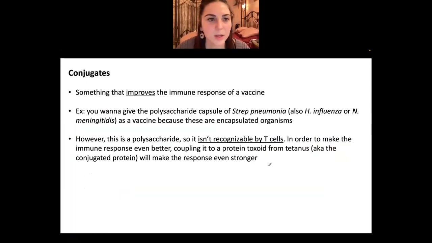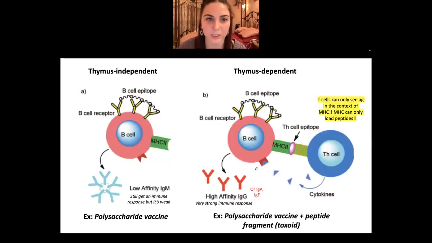So just very quickly, a conjugate is something that improves the immune response. We've talked about this: the polysaccharide capsule of strep pneumonia, also H. influenza and Neisseria meningitidis, because they're encapsulated organisms, but polysaccharides are not recognizable by T cells. So to make it better, conjugate a protein toxoid from tetanus, from diphtheria, to that polysaccharide, which is going to make that immune response even stronger. Okay, so that's the idea of a conjugate vaccine.